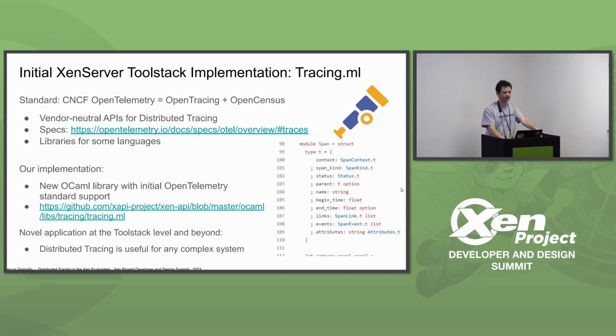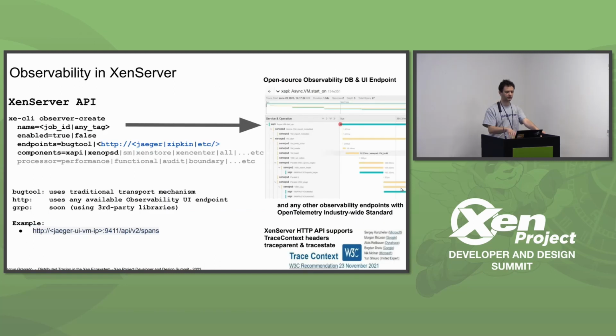So, okay, how does that work in XenServer? How do you enable that in XenServer currently? We have a new Xen API object called an observer, and you can create an observer to observe XenServer. You pass parameters to it, like a name and a unique ID. This unique ID allows you to identify, across all of the data produced, that this data came from this specific observer.